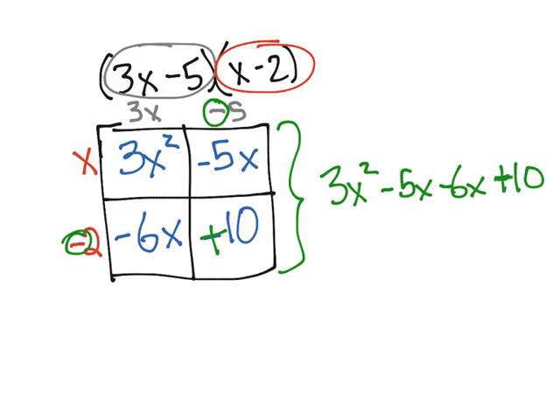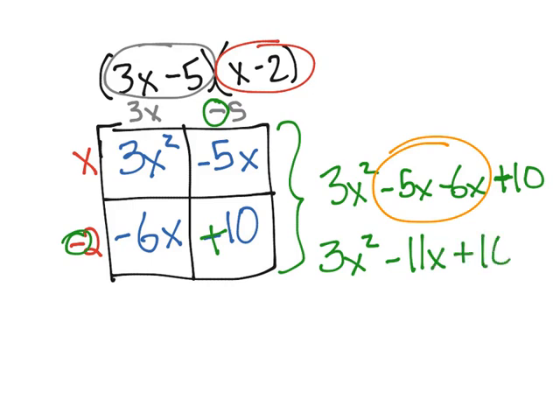As we go through and combine our like terms, we can identify that negative 5x and negative 6x becomes negative 11x. All the rest of our values simply move down, and our final answer is 3x squared minus 11x plus 10.